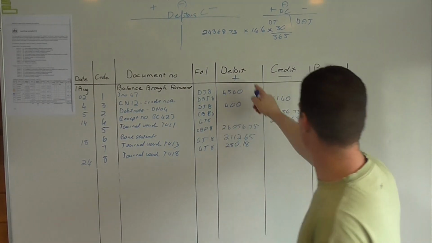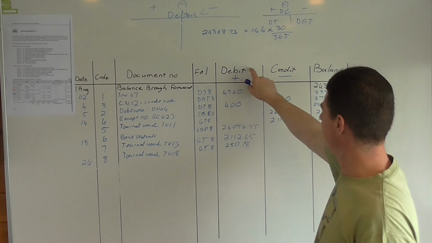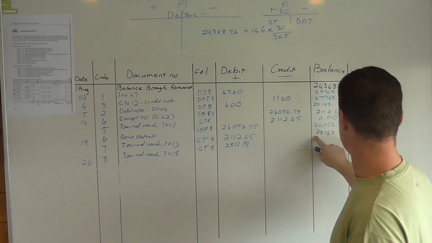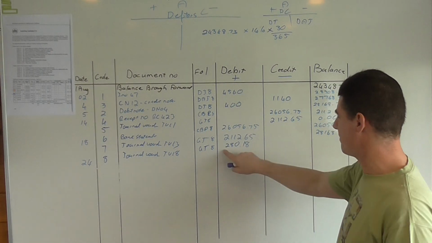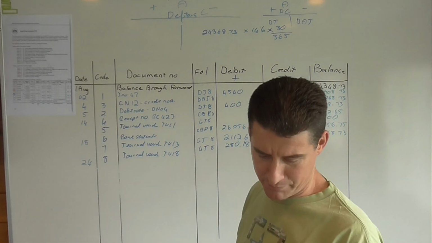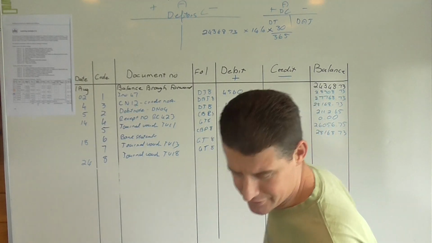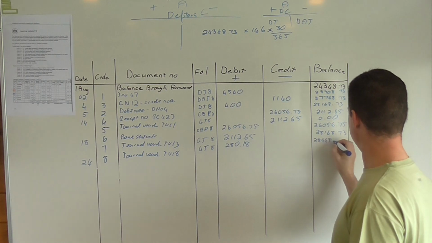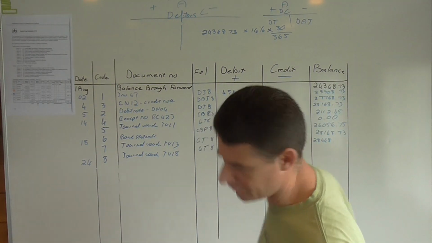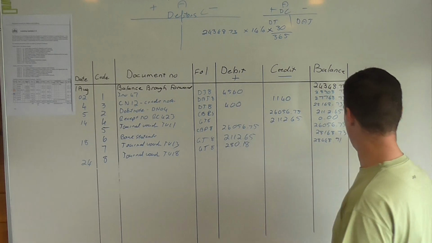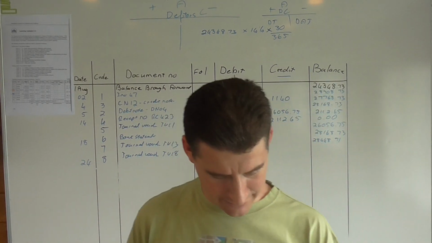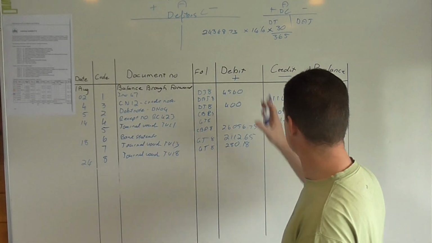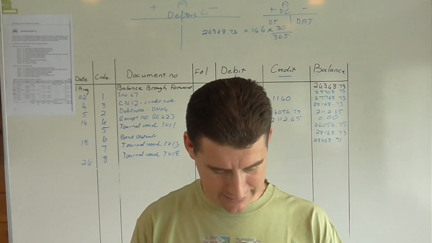So obviously it's on the debit side because it increases. So it's 28168.73 plus 280.18 gives you 28448.91. Great stuff. Okay. So the interest that he owes us now goes onto the debit side. All right.